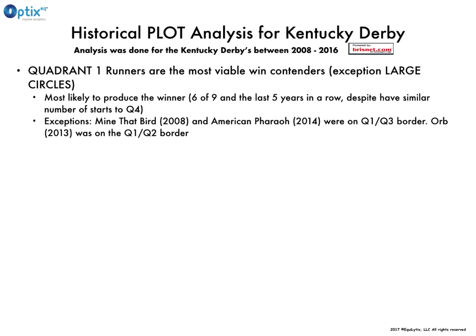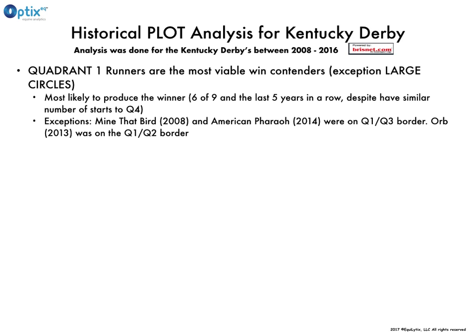But Quadrant 1 has produced the winner of the Derby 6 of the last 9, and in particular the last 5 years in a row. And again, they do have the same number of starts as Quadrant 4. So just to show you that it's not completely skewed in terms of Quadrant 1 having all the runners, that's why they have the winners. It's split pretty evenly between Quadrant 1 and Quadrant 4.